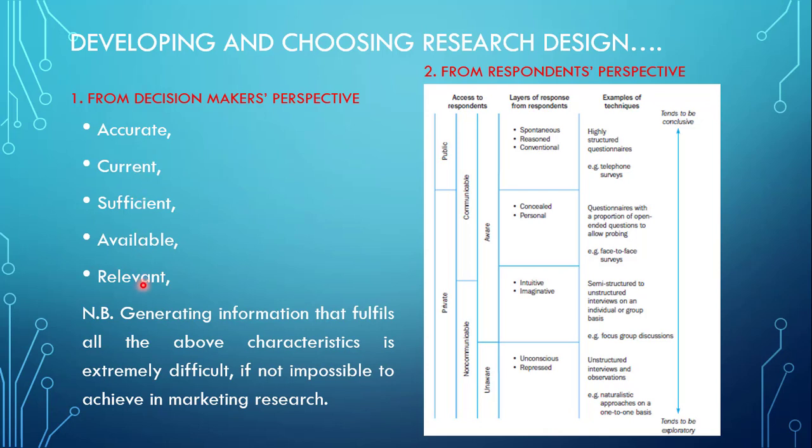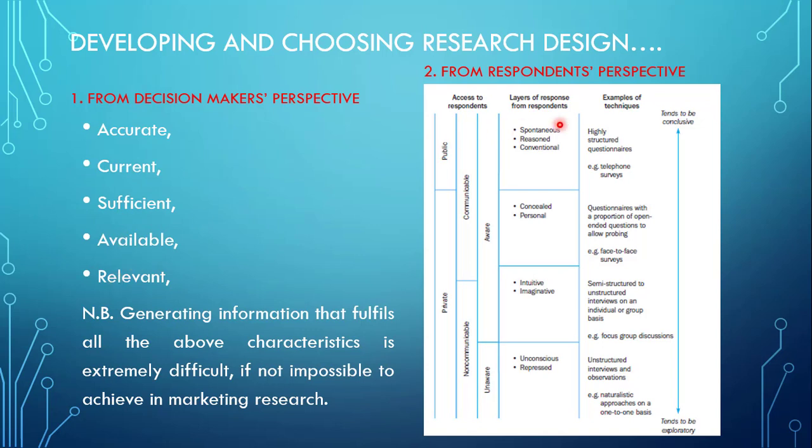You cannot provide them with all of these requirements at once. You cannot provide them with accurate information and that of sufficient and which is available and which is relevant. So you should choose between these. Okay, you should accommodate, you should balance between these, because it is impossible, I mean almost impossible, it is difficult for the researchers to fulfill all of these requirements.